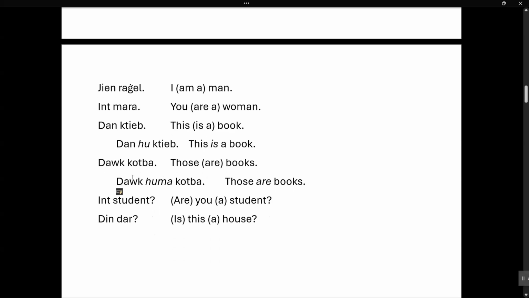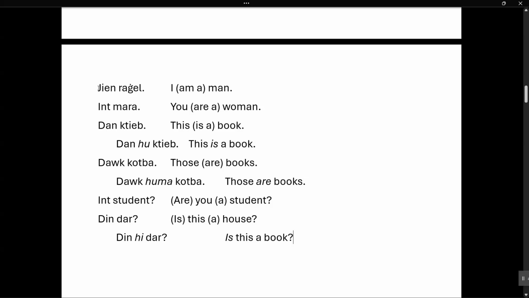Dawk kodba can become dawk huma kodba. This is plural, so we're going to use the plural personal pronoun, huma. For this one over here, then write it down. Din dar can become din hija dar. Well, it's a question. So is this a house? Din hija dar or din dar? Yeah? Is this a book? There is no mimic for the indefinite article. That is always going to be nothing.